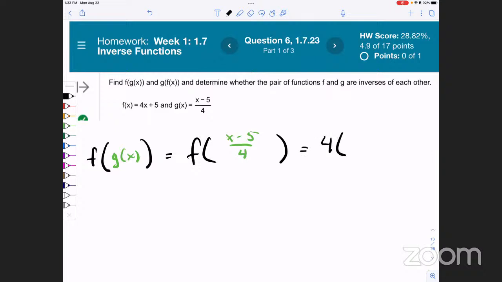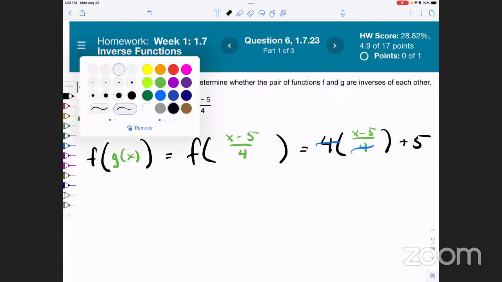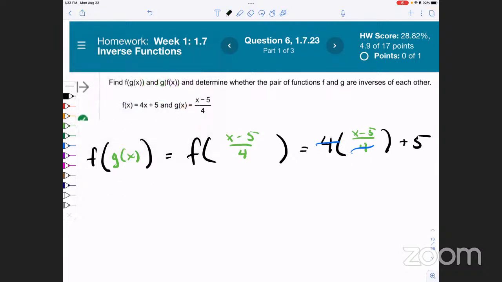So we're going to say 4 times x plus 5. But what's the x in this case? The green thing. Notice my use of parentheses. So now we want to simplify. We have a 4 on top that cancels the 4 on bottom. So then we're left with x minus 5 plus 5. The minus 5 and plus 5 are opposites, they cancel. And we finish with our desired result. So that's the first one.